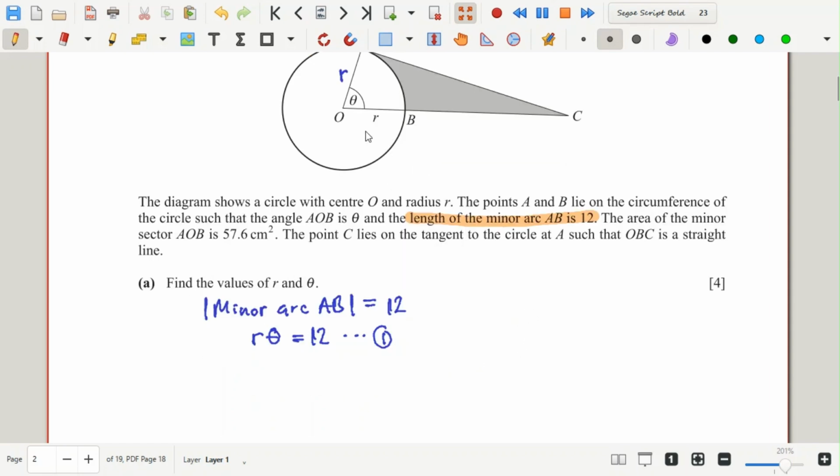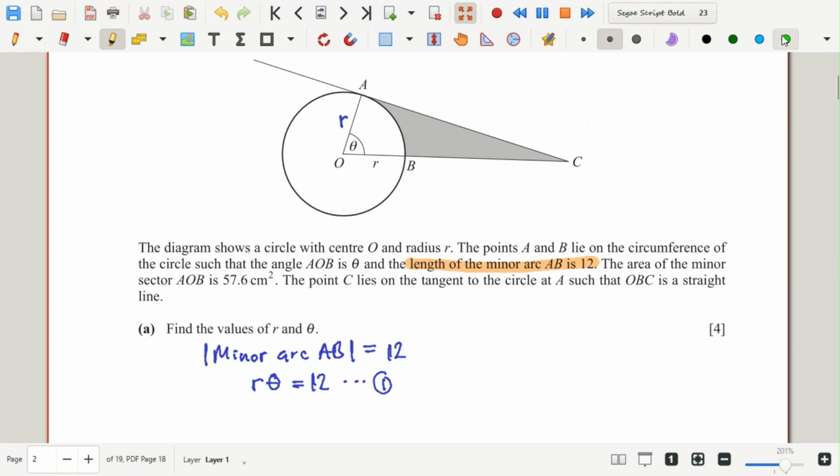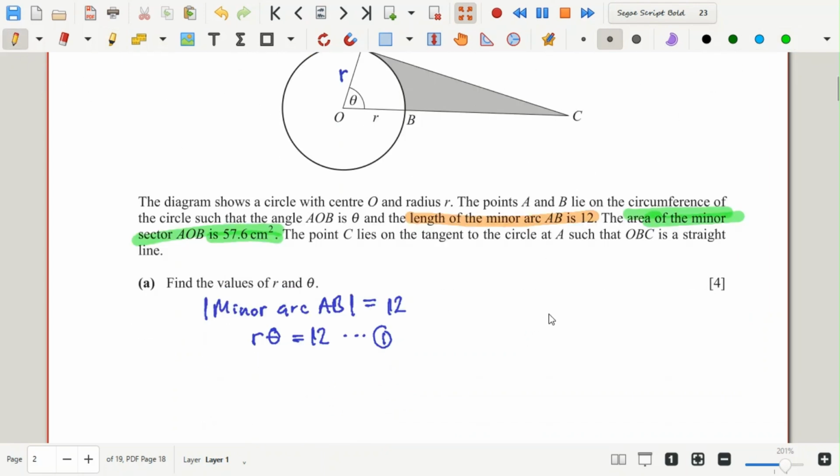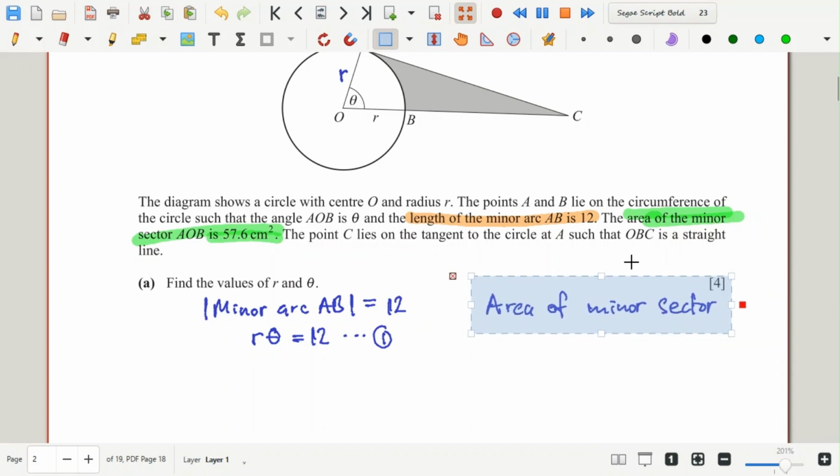Then they also made mention that the area of the minor sector is 57.6. So now let's go there and see. Area of minor sector is equal to 57.6. Okay, so what is the formula for area of a minor sector? It's half r squared theta.